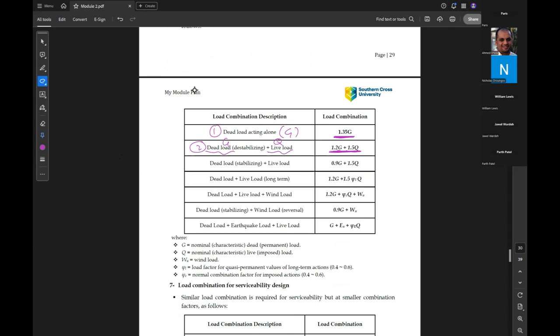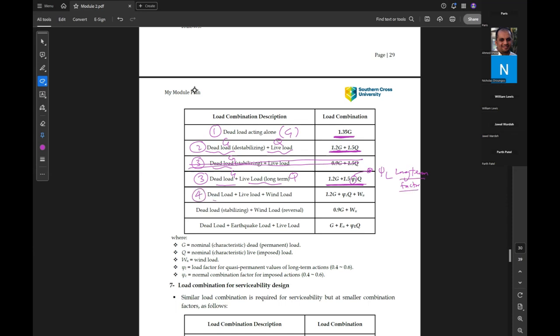Another one is dead load stabilization and live load. So this is G plus 1.5 Q. We just ignore this one now. It's not important for us here. The third one we have is dead load plus live load long term. So we have G plus Q long term. So it is 1.2 G plus 1.5 psi L Q. Psi L is the long term factor for live load.